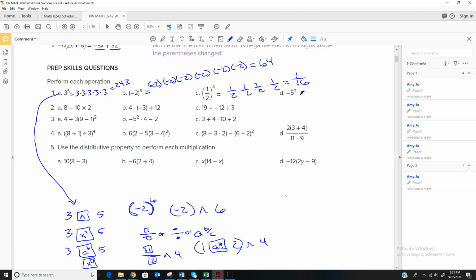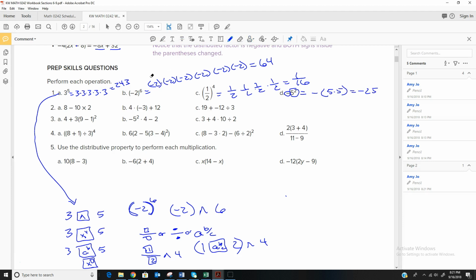All right, negative 5 squared. This one means negative 5 times 5, because remember, since the negative's on the outside, it means it wants the 5 twice, but the negative only once. So negative 5 times 5 would be negative 25.